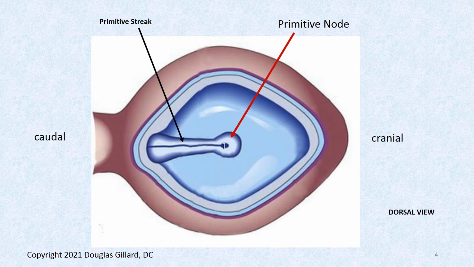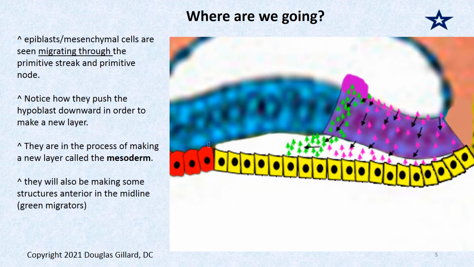This is called the primitive pit. That's what I couldn't think of. The primitive pit is also formed. That's basically caused by these epiblast cells migrating and then diving down through this structure. And it kind of doesn't hollow it out, but it digs a trench in there from the migration.